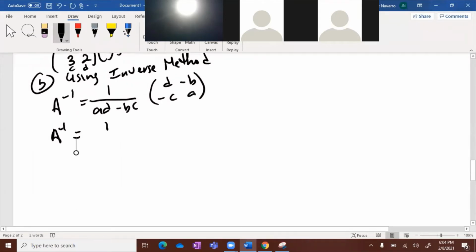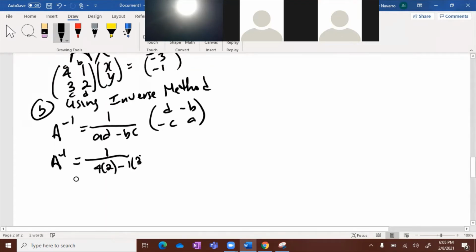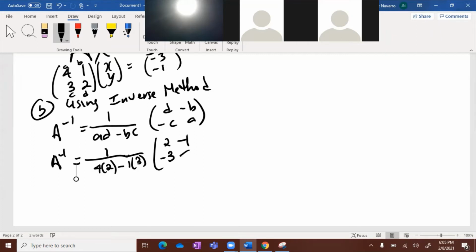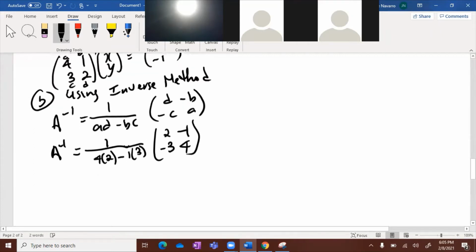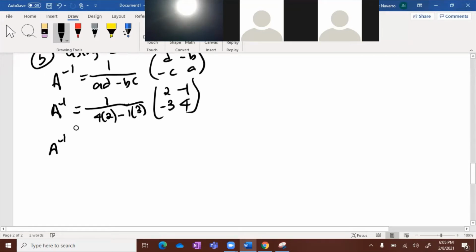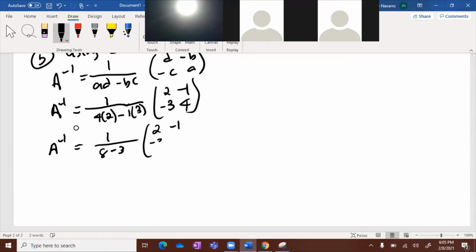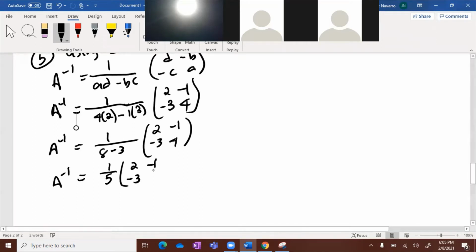All right, so it's going to be 1 over AD, A is 4 and D is 2, minus 1 times 3. And then here I'm going to start with 2. The 1 is positive, so it will become -1. The 3 is positive, so it becomes -3. And the 4 goes down there, so it goes from the top to the bottom. So A to the -1 equals 1 over 8 minus 3 times 2, -1, -3, 4. So that's going to be A to the -1 is equal to 1/5 times 2, -1, -3, 4.